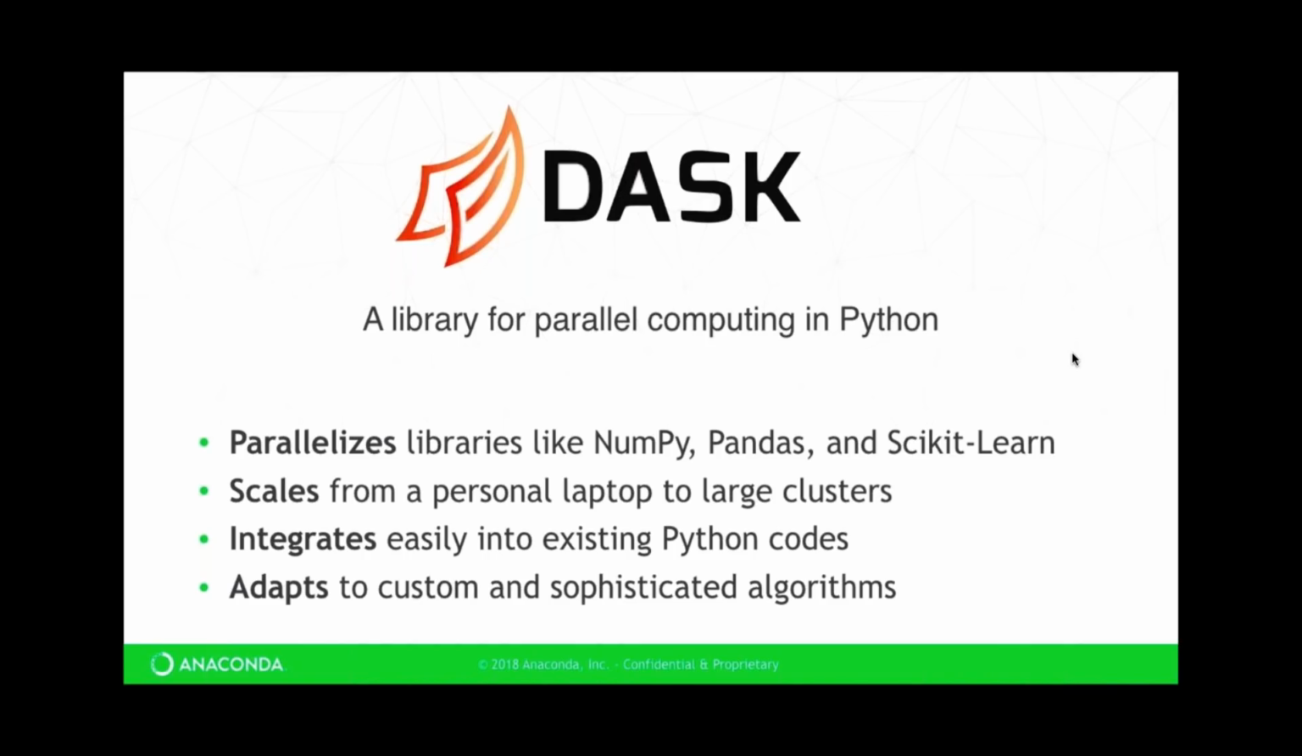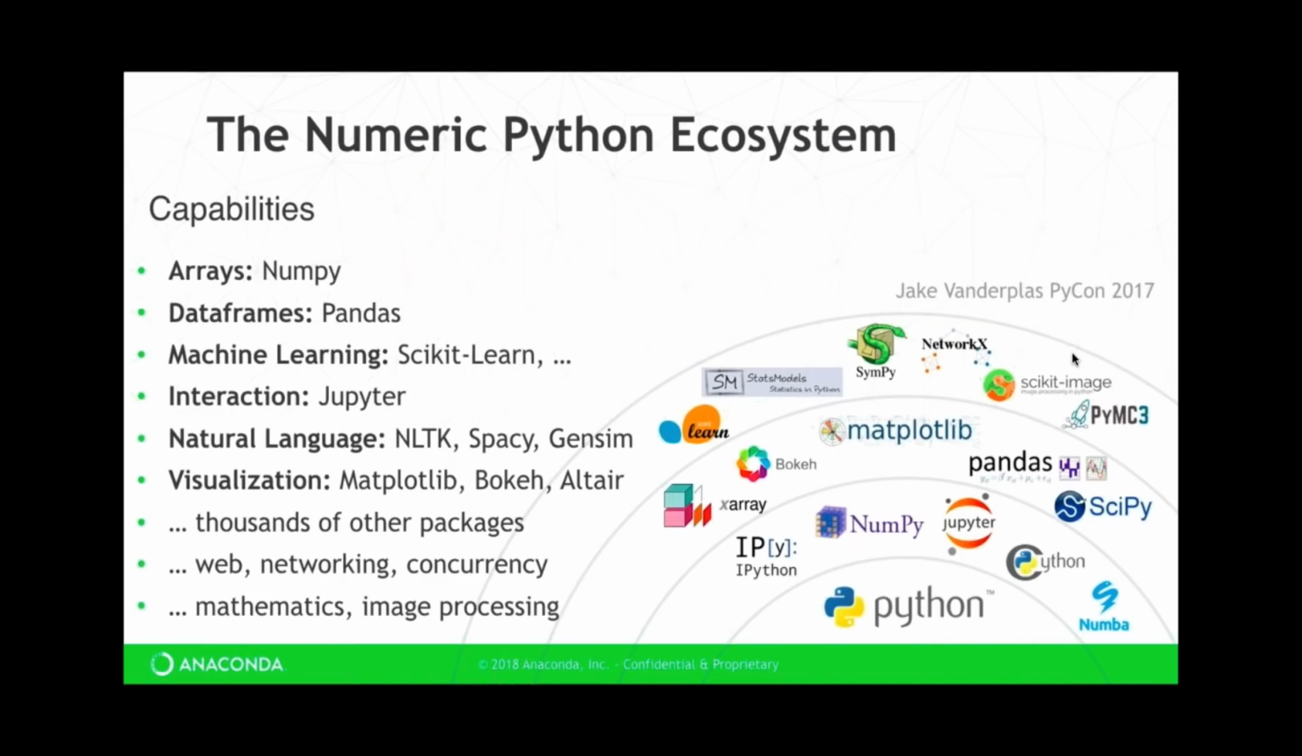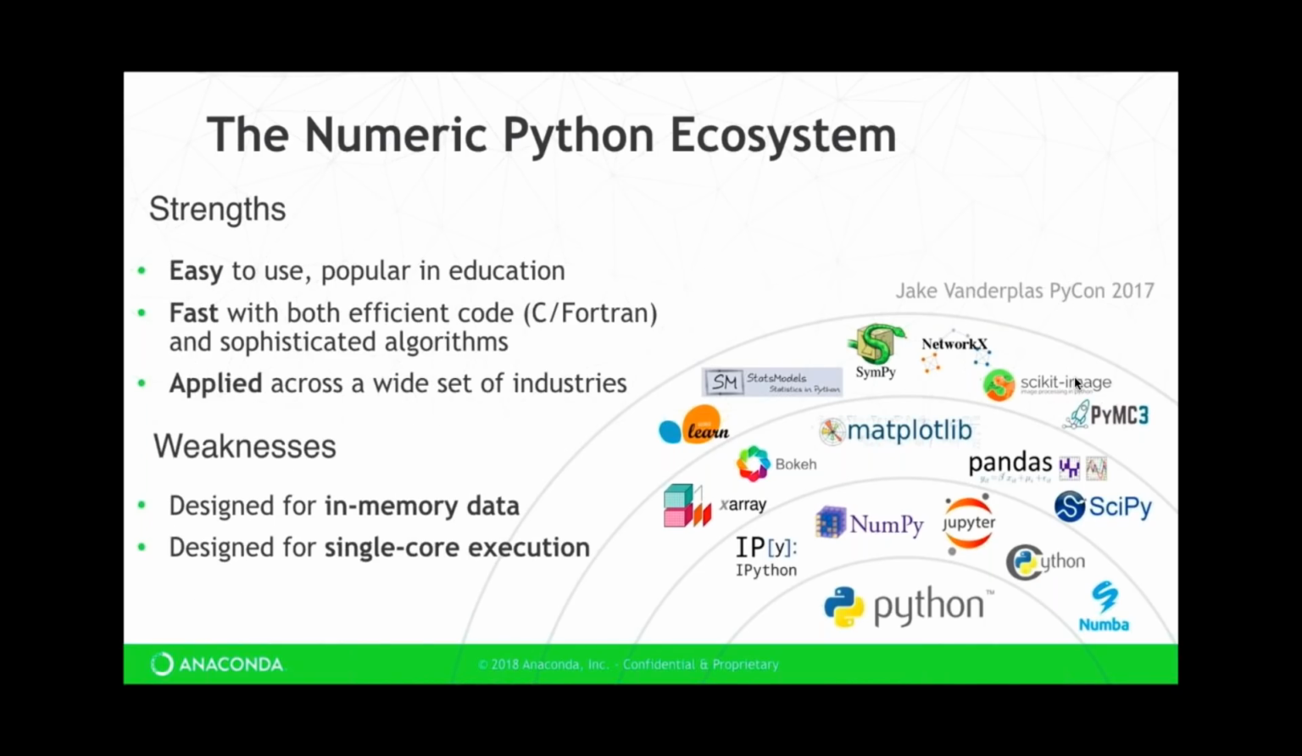Before we understand Dask, we first need to understand the foundations of the numerical Python ecosystem. The numeric Python ecosystem is composed of many independent packages, some of which you may know, like array computing with NumPy, tabular or data frame computing with Pandas, machine learning with scikit-learn, or user interaction with Jupyter. These popular packages form the foundation of a full ecosystem of packages that includes thousands of other libraries for natural language processing, visualization, networking, mathematics, etc. These libraries are developed independently by people around the world, but they form a cohesive whole as an ecosystem that operates together.